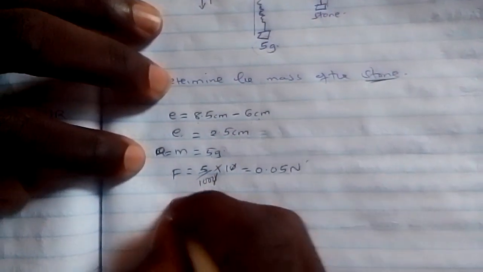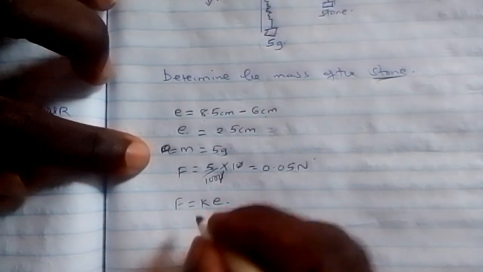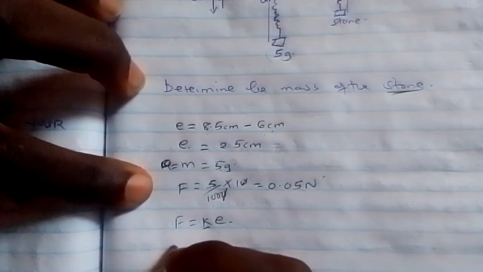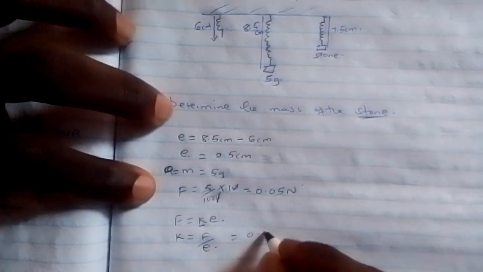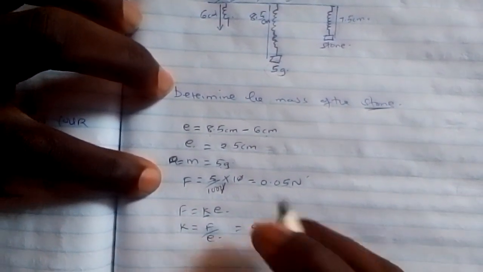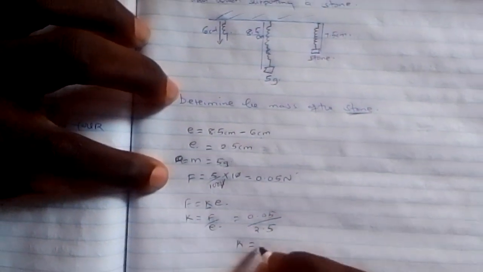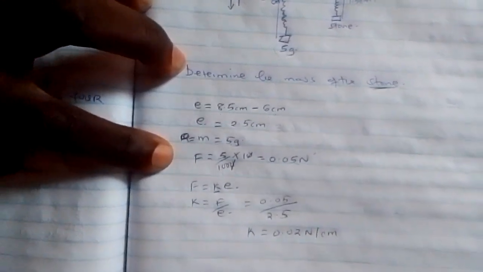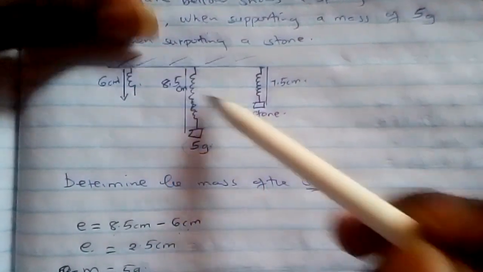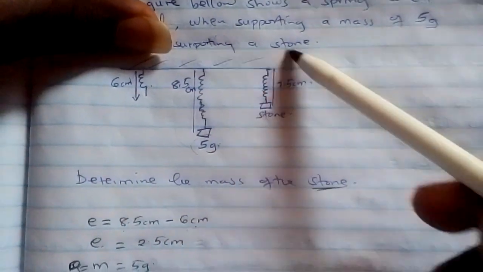Now we say that force is equal to KE. We are looking for K, the constant. The constant is equal to force over extension. Our force is 0.05 divided by extension, which is 2.5. If we divide, we get the constant as 0.02 newtons per centimeter. This is the constant, and because it is the same spring when unloaded, when it has a 5 gram mass, and when it has a stone on it, the constant will be the same in the third scenario where we have the stone.